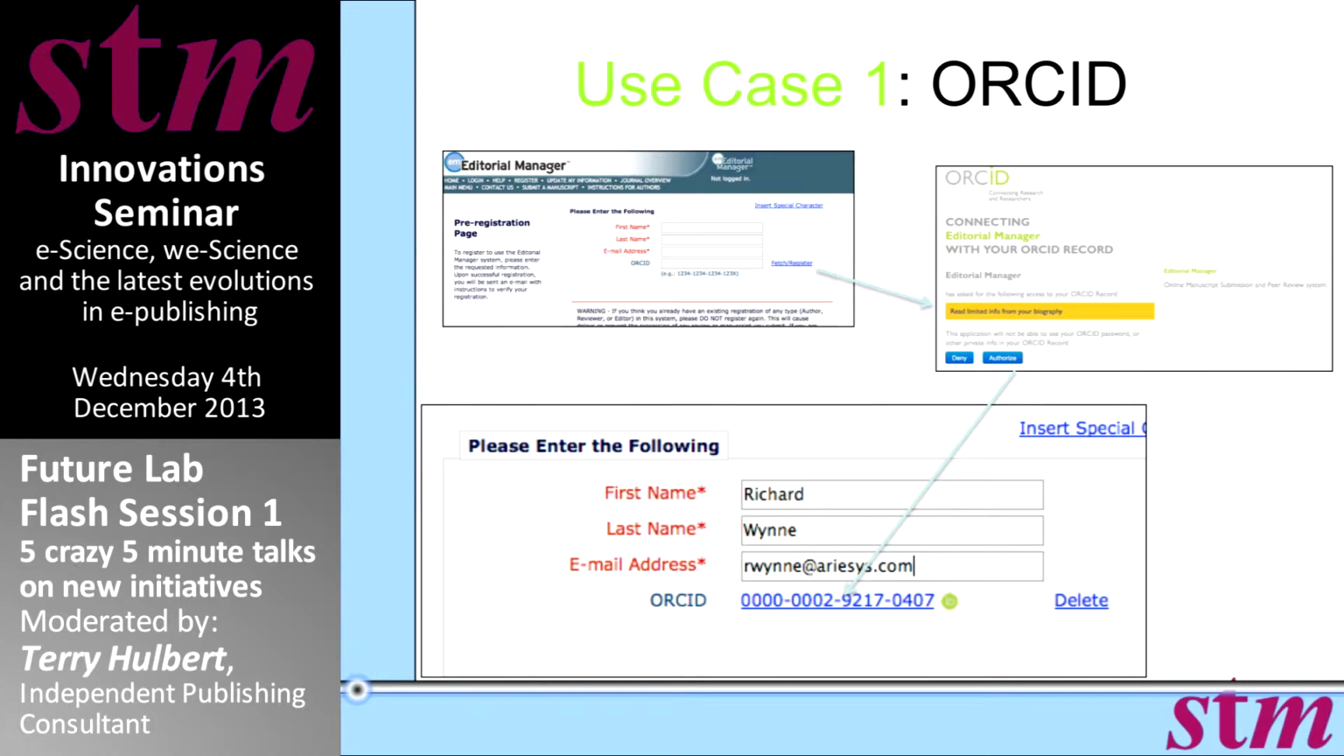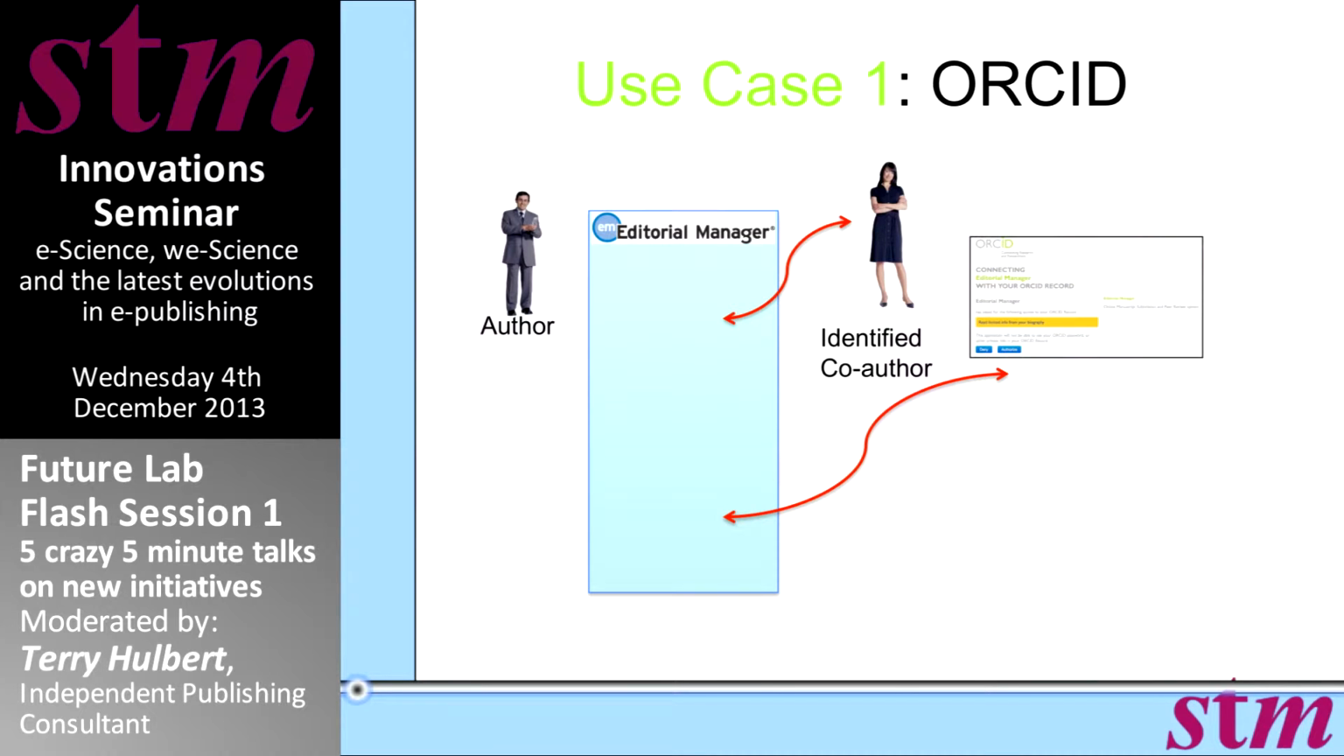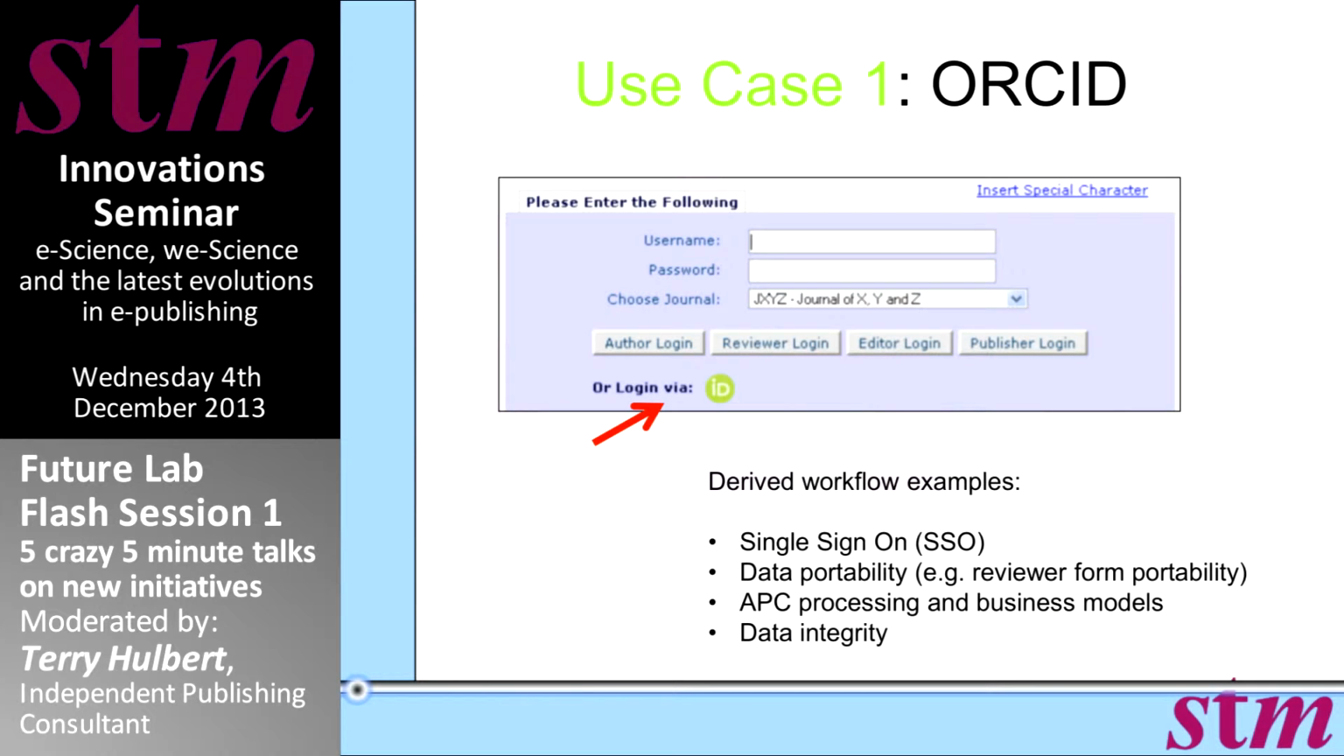Let's look at some use cases. The simplest use case is ORCID, for example, where an author is registering. The API allows them to confirm their ORCID ID, which is then recorded in the workflow. But because it's been confirmed by the author, it needs to be recorded in a particular way. Where authors enter co-authors, this means that co-authors need to be driven by the plumbing of the system to the API to register their own ORCIDs. However, once you've done all of this, you get a very rich environment where you can build further things on top of the API, such as single sign-on, APC processing, and data integrity to ensure that all the people in your database are linked to a single ORCID.